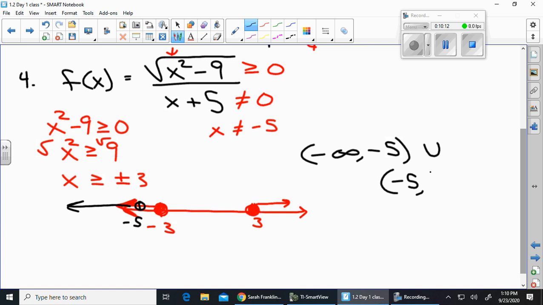Then it works until I get to 3. 3 works. I can have 0 on the top. Then nothing works. I'm sorry, negative 3. My negative was there. Then nothing works between negative 3 and 3, and then 3 works again to infinity. So definitely that's a harder question, but I can do that.